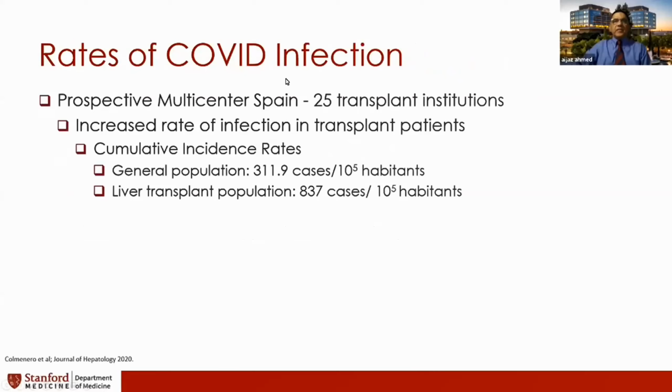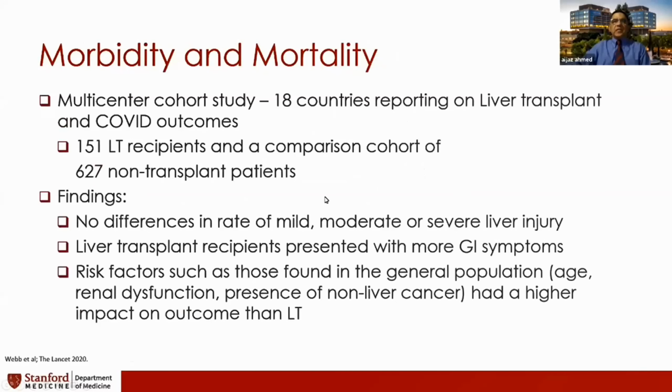So, rates of COVID-19 infection: a prospective multicenter experience from Spain, 27 liver transplant institutions. There was an increased rate of infection in transplant recipients. Cumulative incidence rates were estimated, general population 312 or so versus liver transplant recipients, the transplant population, 837.